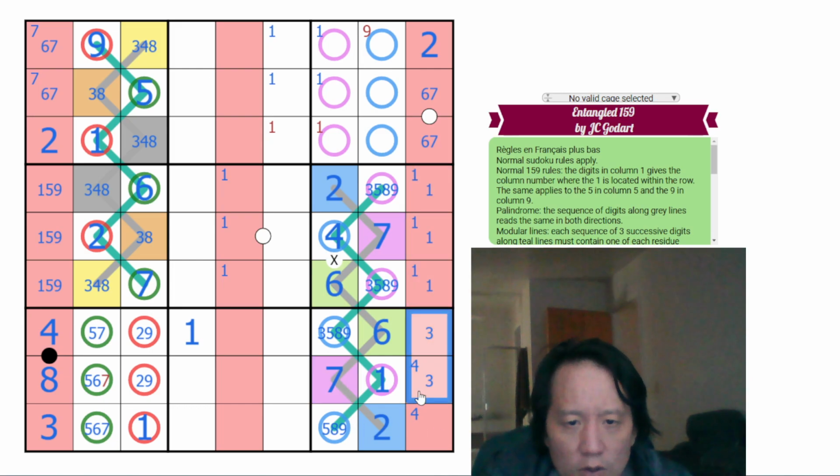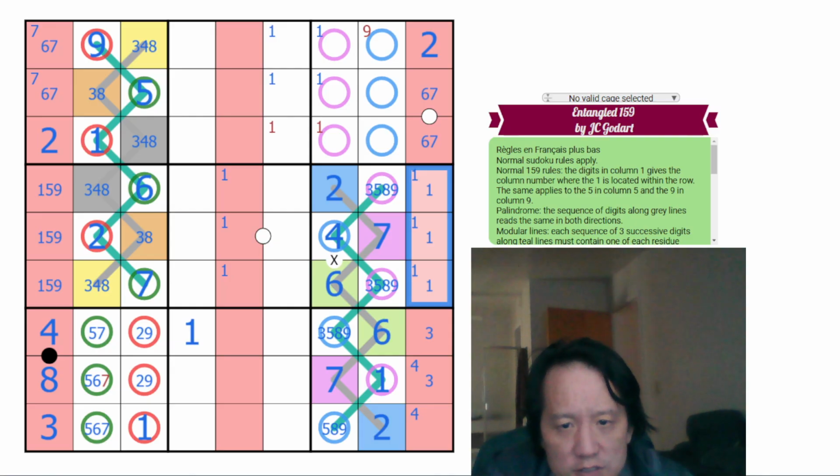Hold up. Okay. If the 9 is here, this would have to be 7. But that can't be 7 because the 7's here, right? So this has to be 8. Sorry, this has to be 9. Which forces the 9 to be here. Which forces this to be 8. So this can't be 8. This can't be 9. It has to be a 5 and a 9.